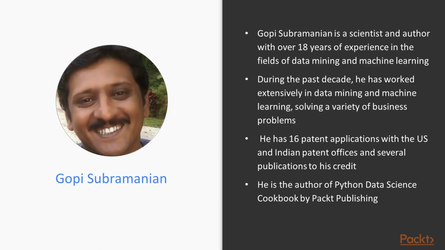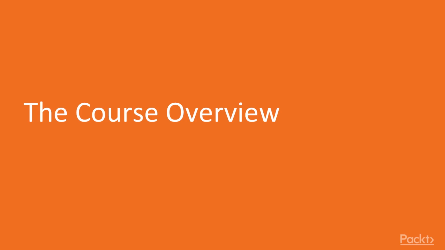Gopi Subramanian is a scientist and author with over 18 years of experience in the fields of data mining and machine learning. During the past decade, he has worked extensively in data mining and machine learning, solving a variety of business problems. He has 16 patent applications with the U.S. and Indian patent offices, and several publications to his credit. He is the author of Python Data Science Cookbook by Packt Publishing. Let's take a look at what we've got in store.